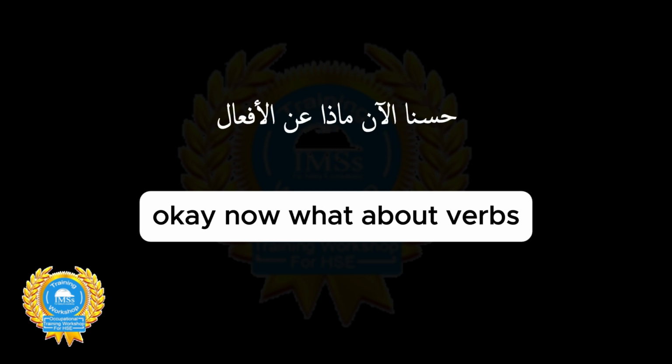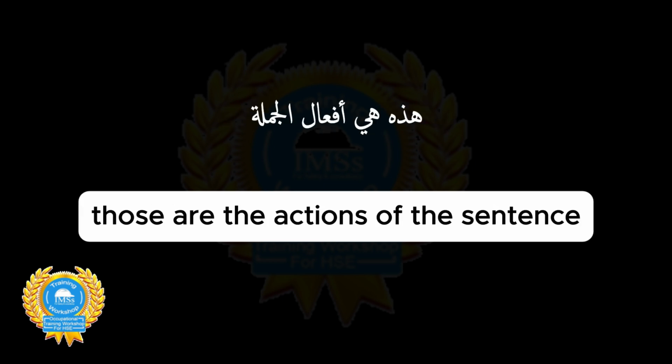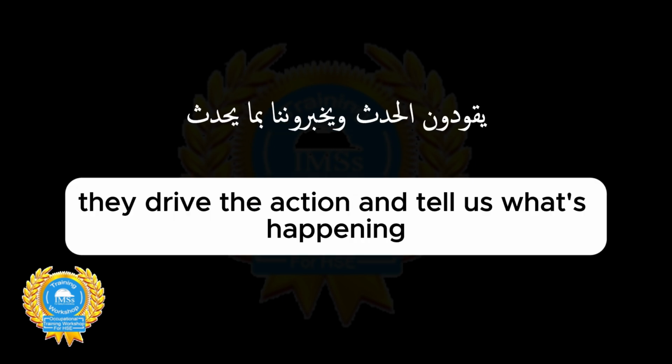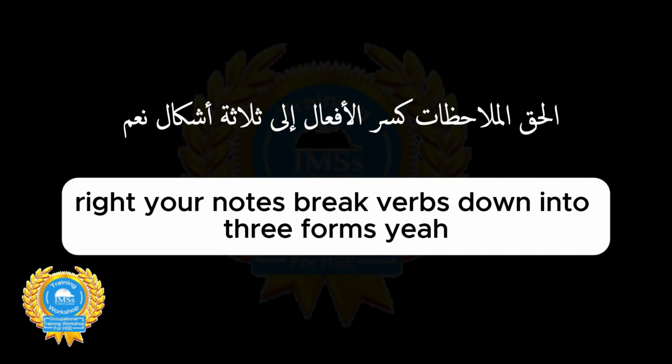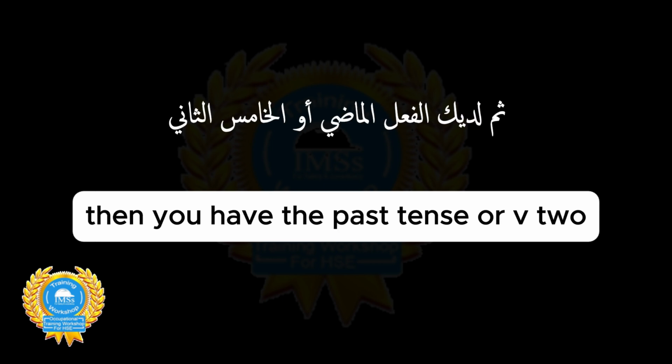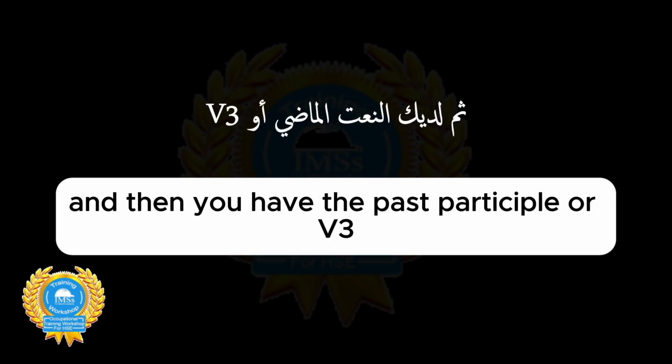Okay. Now, what about verbs? Those are the actions of the sentence. Verbs are kind of like the engines of our sentences, right? They drive the action and tell us what's happening. Your notes break verbs down into three forms. You have the present tense, or V1. Then you have the past tense, or V2. And then you have the past participle, or V3.